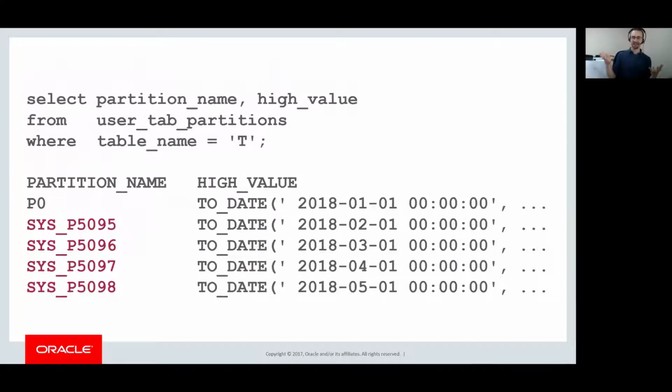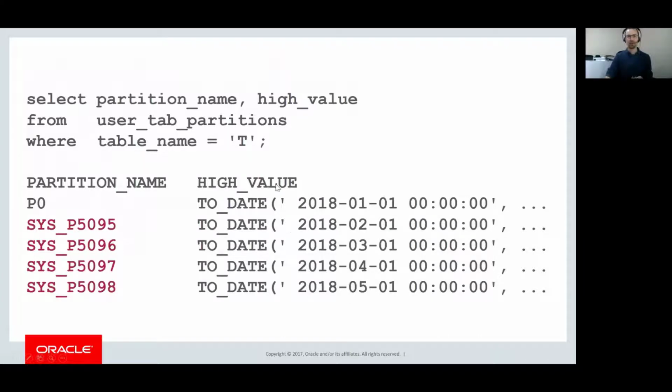This is a bit cryptic, right? So how do you know which partition each row goes in, or the name of the partition? Because if you want to do partition maintenance operations, such as drop it, merge it, whatever, you need to know that partition name. And if it's a sys-generated name, it's a bit tricky to figure out what it is.